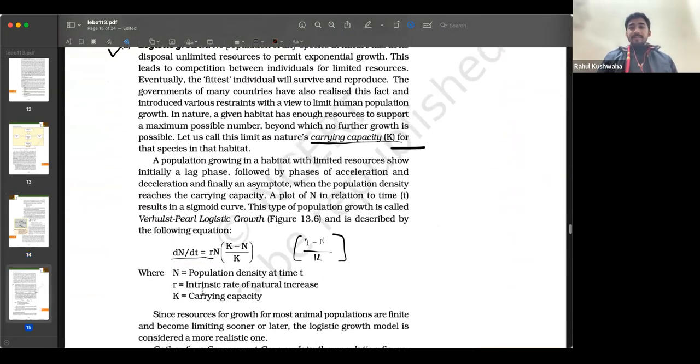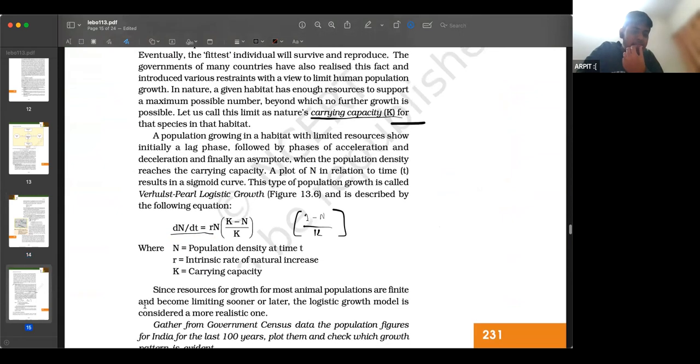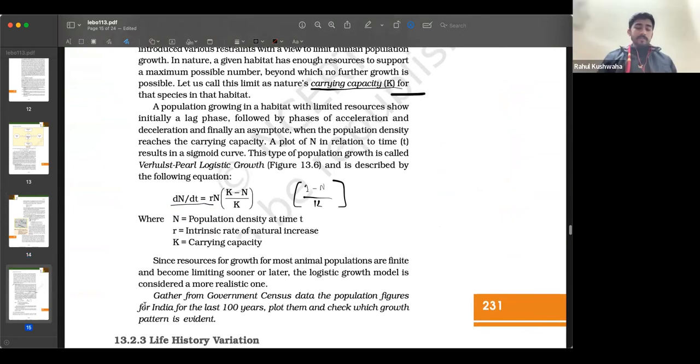Anyways, I think India is going to beat China also in the next 3-4 years. You know that? By 2028, it is predicted that India will be the most populous country in the world, beating China.